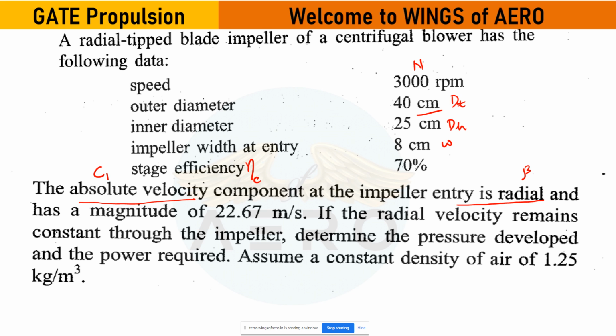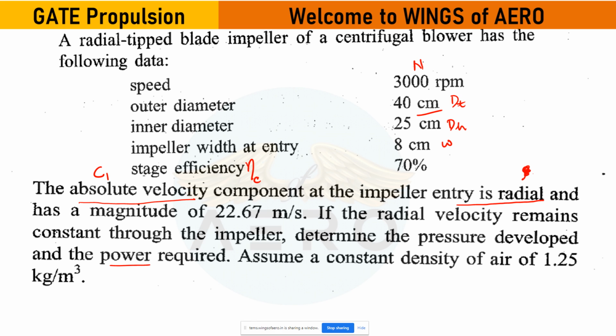What is meant by it being radial? Radial means that the tangential velocity becomes 0. When the tangential velocity remains 0, in that scenario we have to take that. If the radial velocity remains constant through the impeller, then what is the pressure developed and power, and density is given. The main thing you have to find is the pressure developed and power.